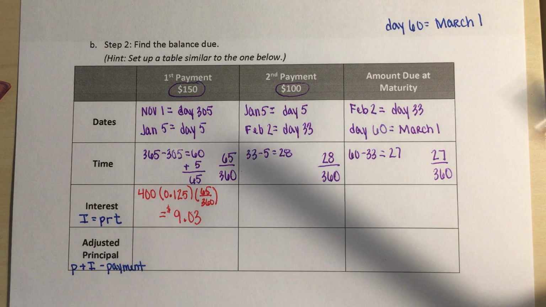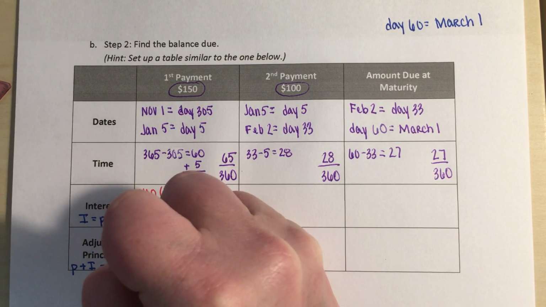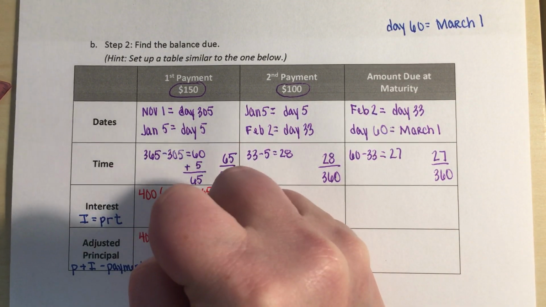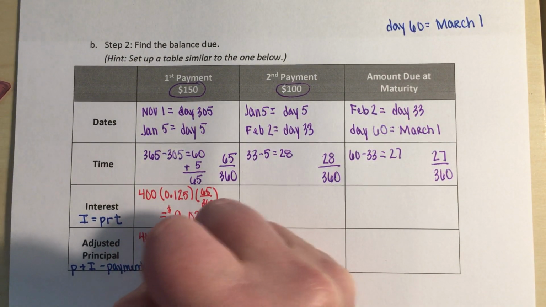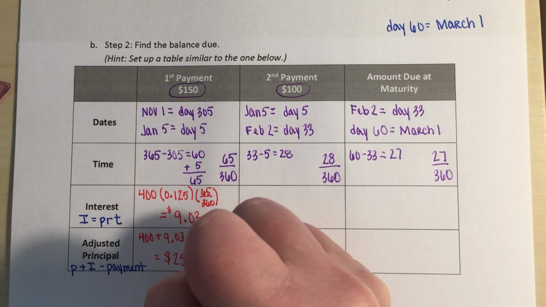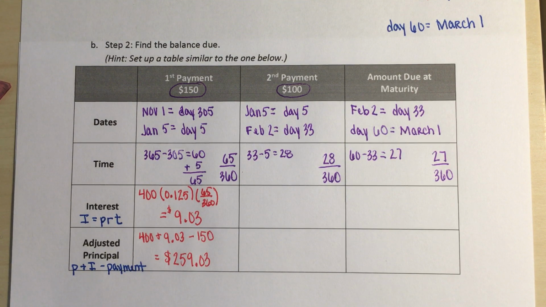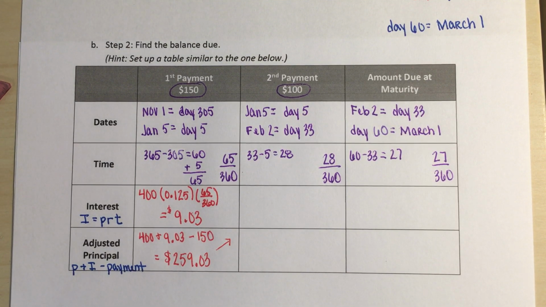All right, then the adjusted principal. I put in this little formula here. We're going to take our principal plus our interest minus our payment. So our principal was 400 plus our interest, this 9.03 that we just found, minus our payment amount of 150. That is going to give us a total of 259.03. Right? So that is our adjusted principal. We're then going to use this adjusted principal to work through our next column. So that's why the rest of these columns have to be filled out one by one.